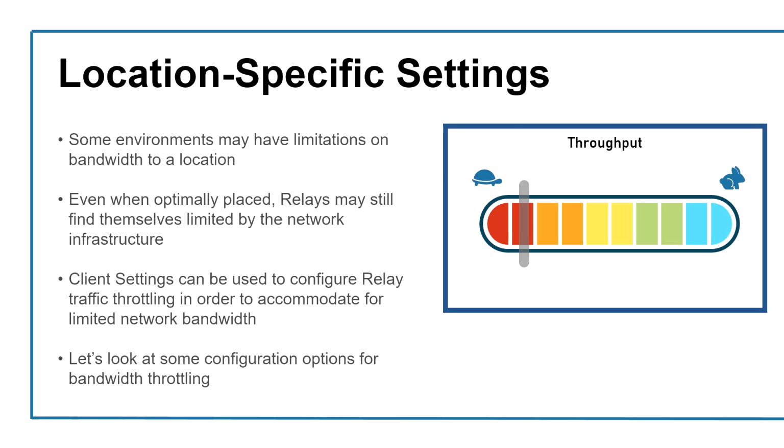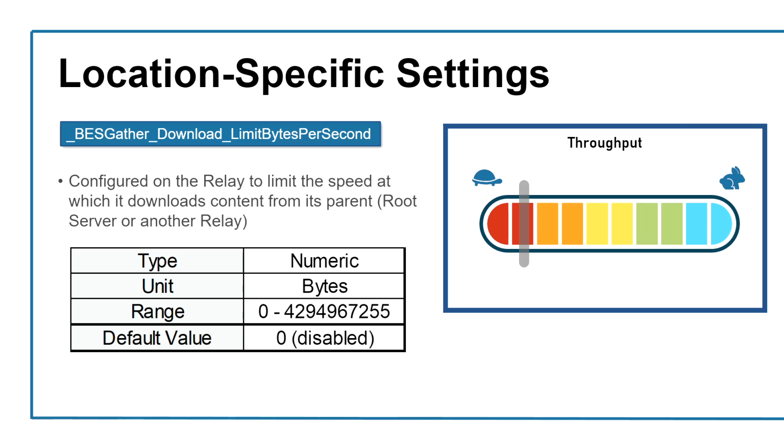Even when placed correctly, some environments still have limitations, whether that's upstream or even downstream from the relay on the LAN. Relays can be configured to throttle their bandwidth in both scenarios. Let's look at some of the options you can use to configure this. If the bandwidth upstream from the relay is limited, you can use this client setting to modify the speed at which it retrieves content from its parent, whether that be another relay or the root server itself.